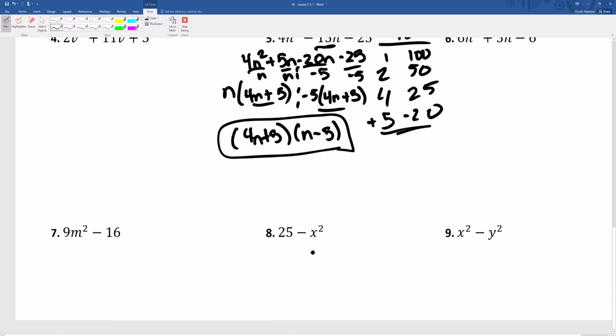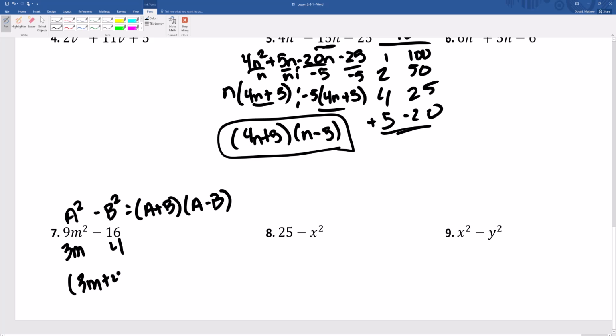So now for number 7, this is the difference of squares. And it just takes practicing, recognizing if we have two perfect squares. So it's a plus b and a minus b. So if I know what a and b are, a plus b, a minus b. So the square root of this is 3m, that's my a. The square root of this is 4, that's my b. a plus b, a minus b. a squared minus b squared.